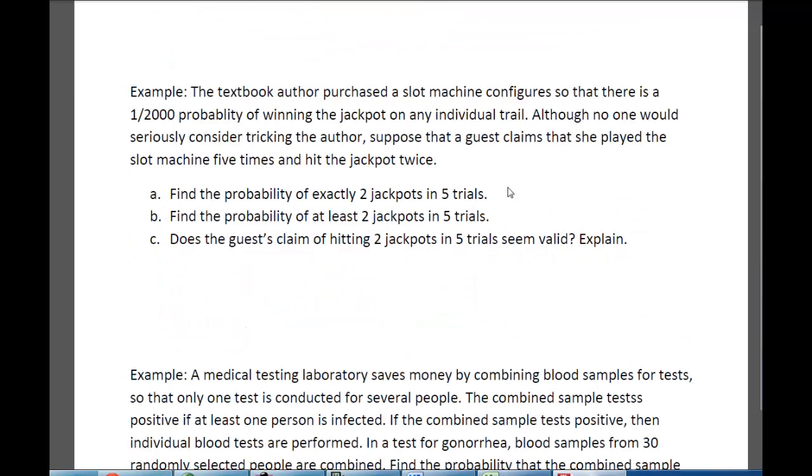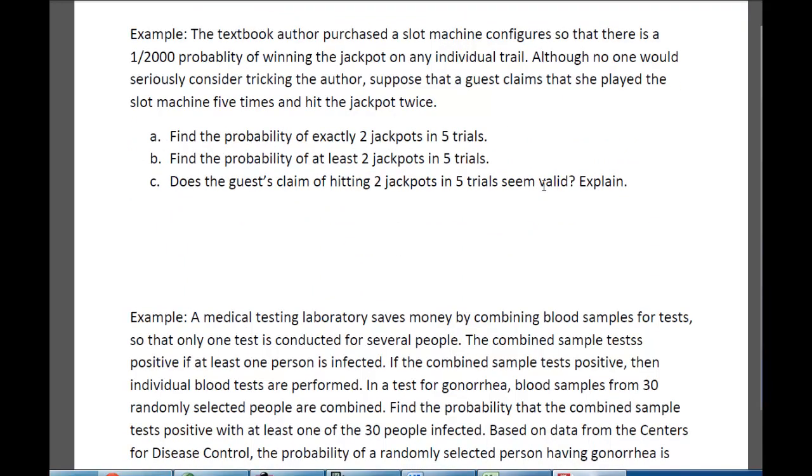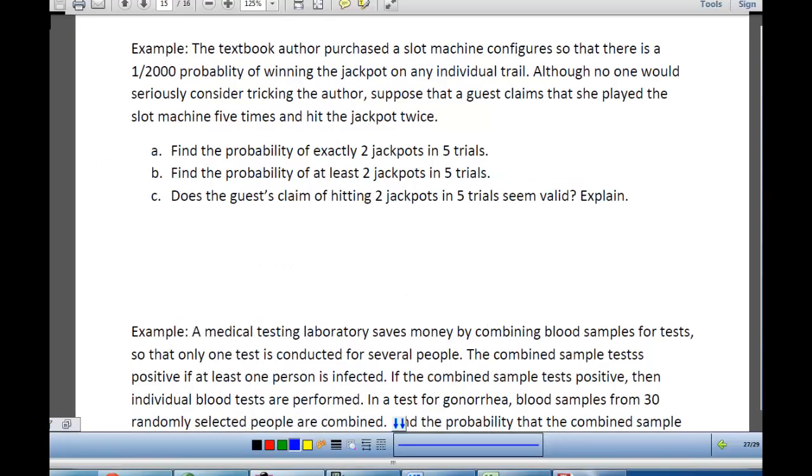Before we get excited, we have to ask ourselves, is this binomial? Do we have a fixed number of trials? Yes. Are the trials independent? We would think yes, if the machine is well made. The probability of success, it seems, is configured so that it's the same from trial to trial, and the trials are independent. So for part A, we're doing exactly 2 jackpots. We can say probability that x equals 2.